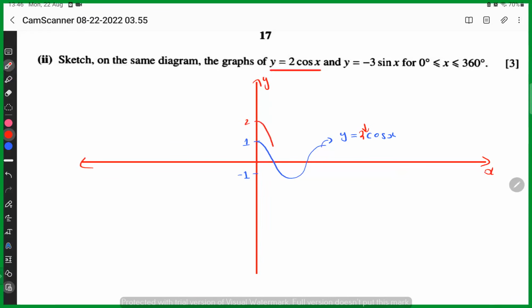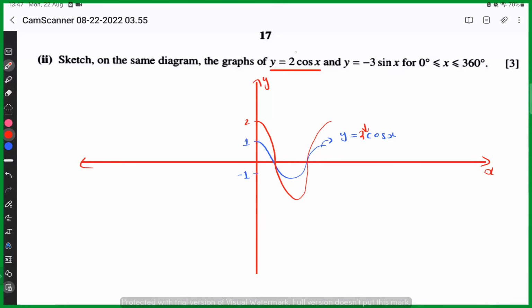I'll start from here and I am going to go back till here. This is basically my graph for 2 cos x. Now you guys are not supposed to make the blue graph and then think about it this way and spend this much time. No, I did that just so I could explain the concept. The blue graph is the one that we know. It has maximum point 1, it has minimum point -1.